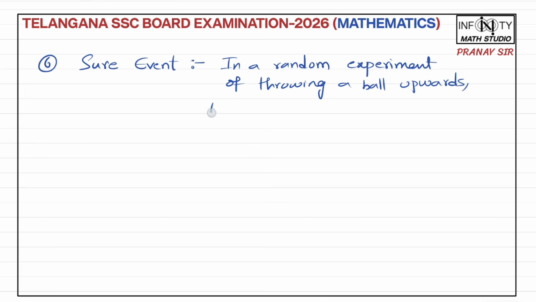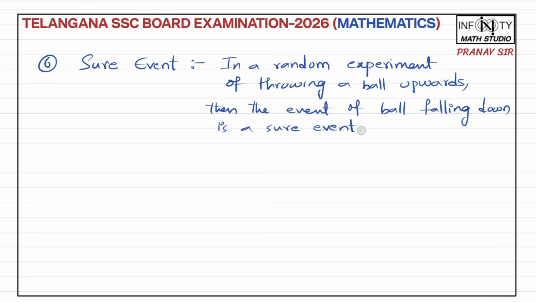Then what happens? Then the event of the ball falling down is a sure event, right? So when you throw something upwards, definitely it will fall back, right? So this is an example of a sure event. In this way you can write any other example also.